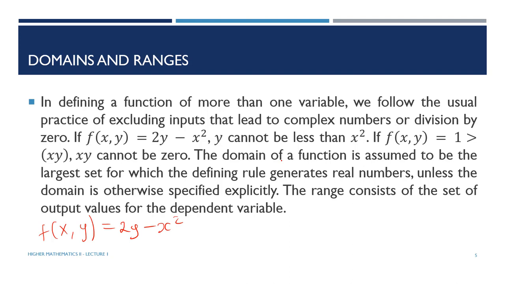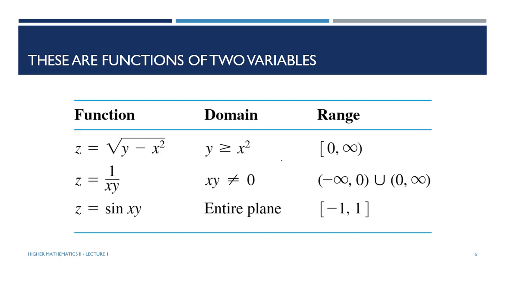The range consists of the set of output values for the dependent variable. These are functions of two variables. For example, the first function, which is z equals square root of y minus x squared. What is its domain? How to find its domain? We know that the expression under the square root cannot be negative. It can be 0. It can be positive.